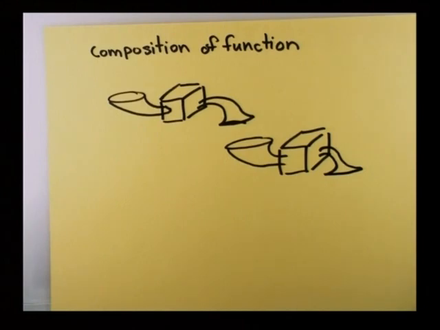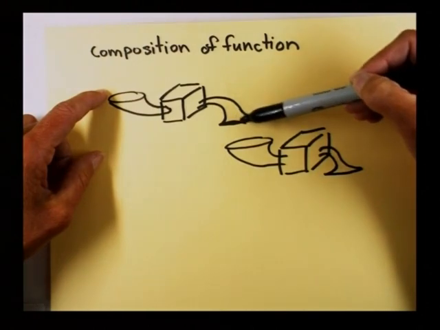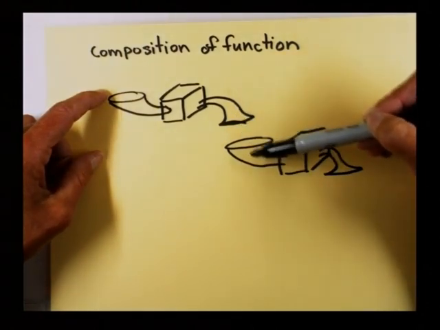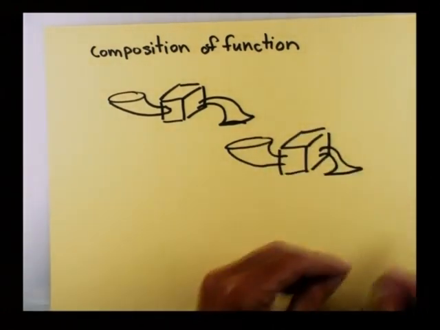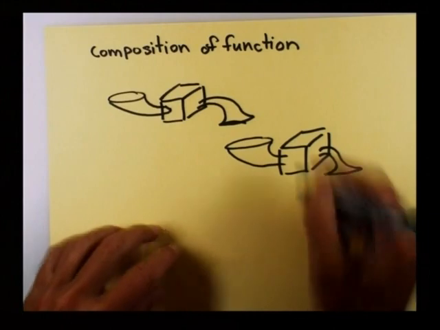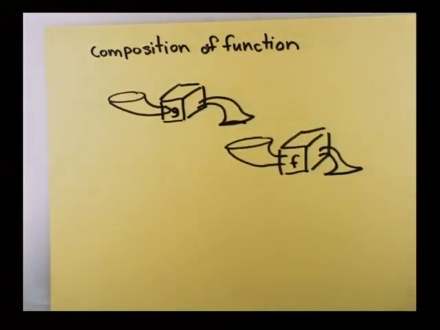And you can see by the way I've positioned these machines, what we're going to do is take a number and run it through this first machine, and the answer we get out we're going to take and drop directly into my second machine. So whatever answer I get out of the first one, I'm going to take that answer and drop it into the second one. And just for fun, I'm going to name this one F and this one G.